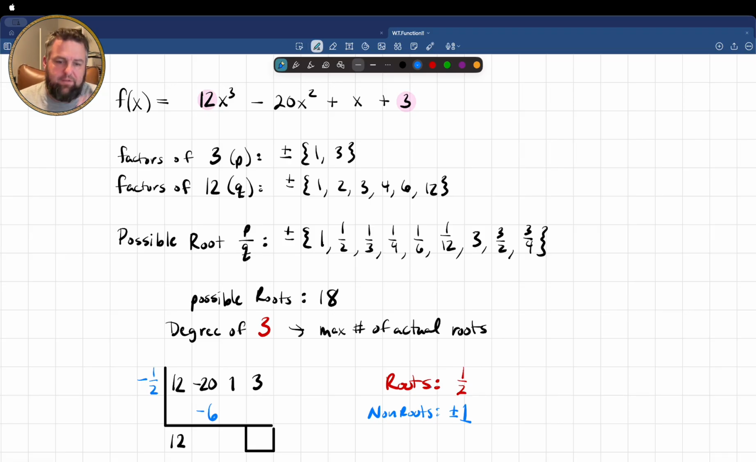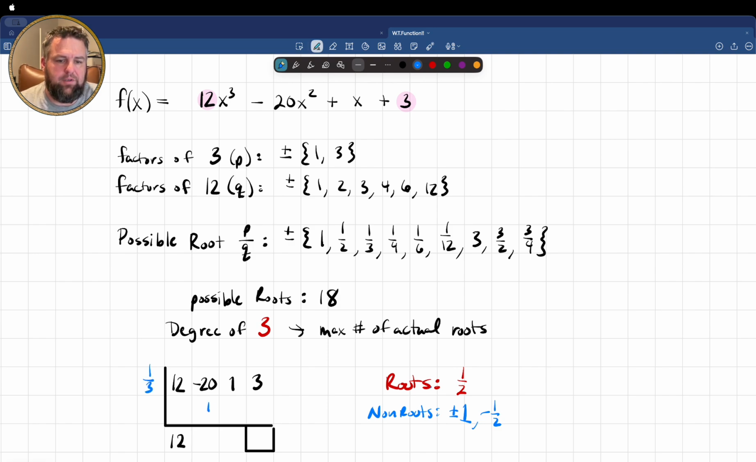Okay, so that'll be negative 6. That'll be negative 26. That's going to be 13. That's 14. That's negative 7. And that's going to be negative 4. So negative 1/2 is not an actual root. Okay, let's check 1/3.